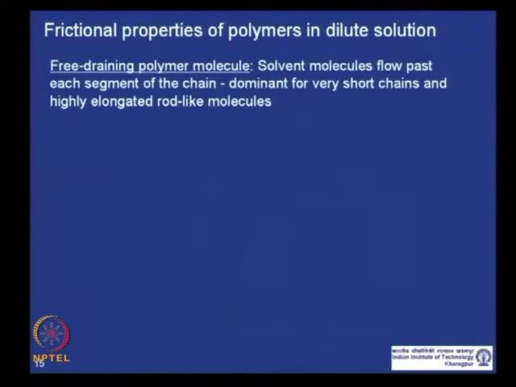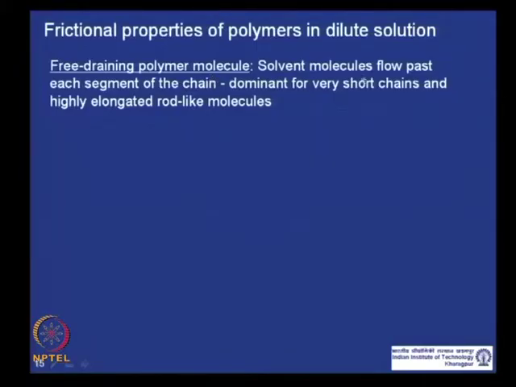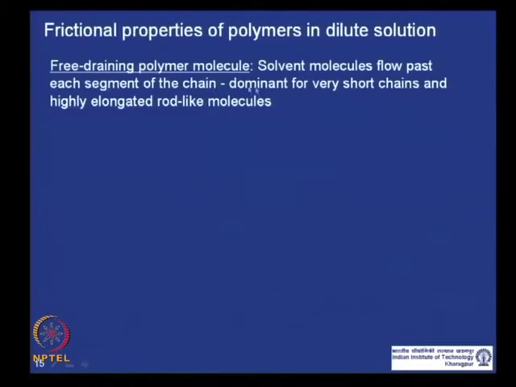Now, there are two types of polymer chains we can imagine. One is free draining polymer chains. When the polymer chain moves in a solution without the solvent molecules associated with it, and the solvent molecules move past the polymer molecules, then we are talking about free draining polymer molecules. The solvent molecules flow past each segment of the chain, and you can think of a rod-like molecule. If your molecule is stiff, like a rod, then when it moves, the solvent molecules will not stick to it, they will flow past. It happens even for a flexible chain if the coil size is low, and that is dominant for very short chains.